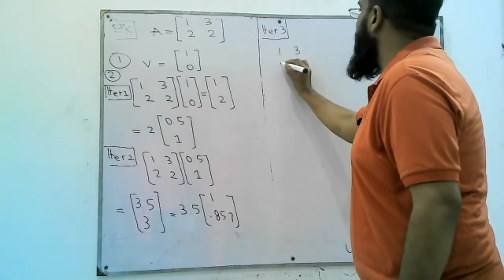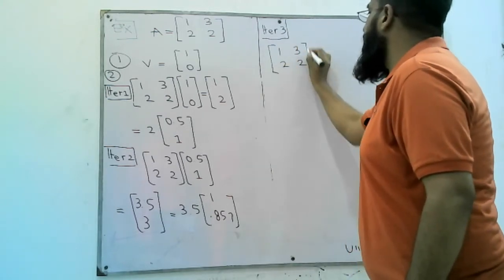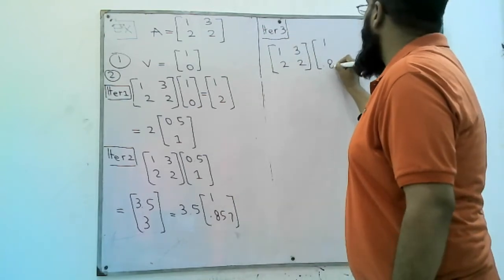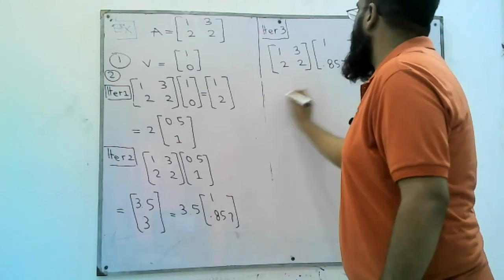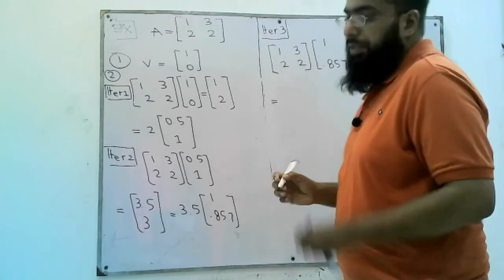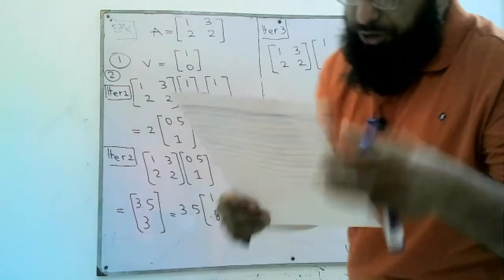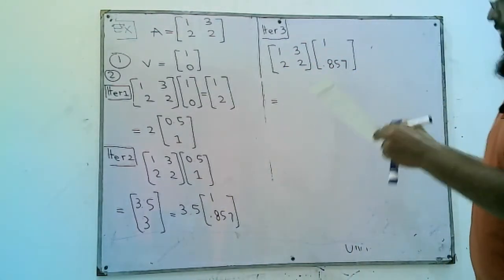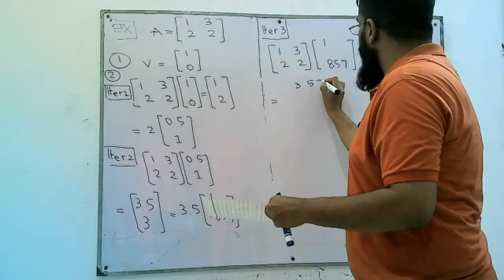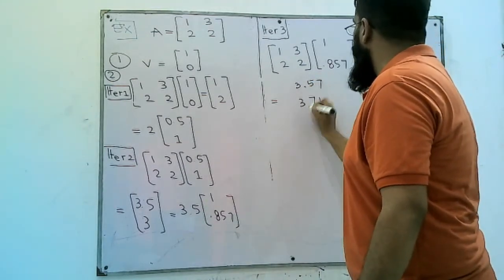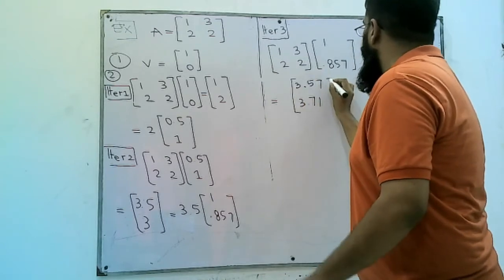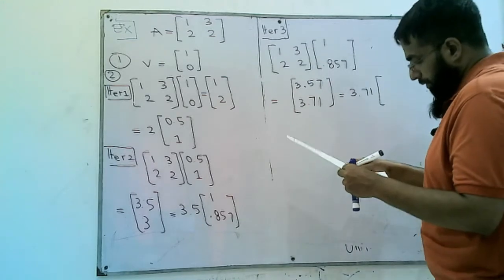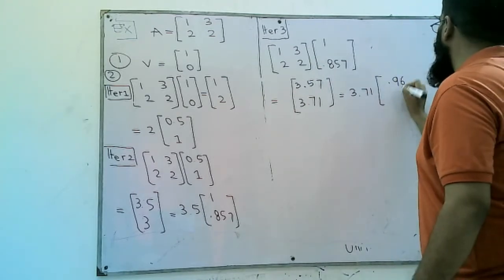A multiplied with the V that we had in the last iteration, [0.857 1]. 1 times 0.857 plus 3 is 3.857, and 2 times 0.857 plus 2 is 3.71. Take the largest value, 3.71, common, and the direction is 0.96 and 1.